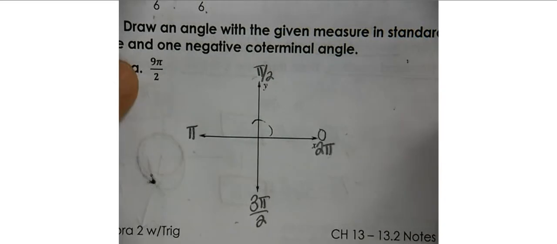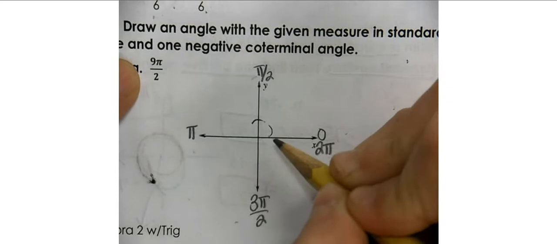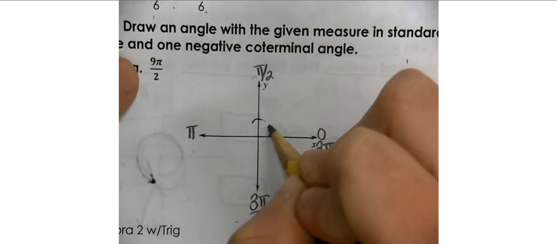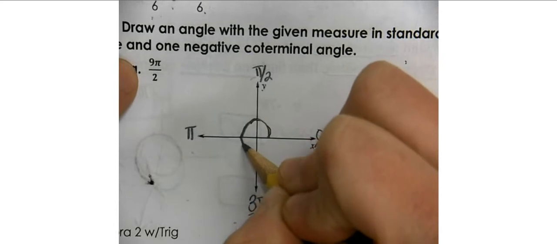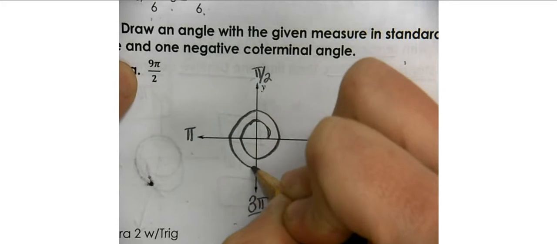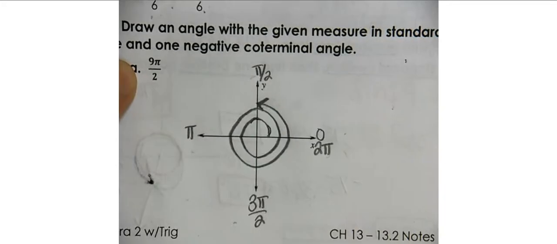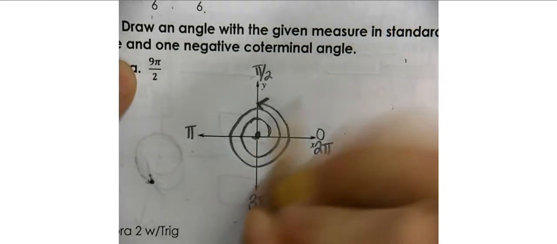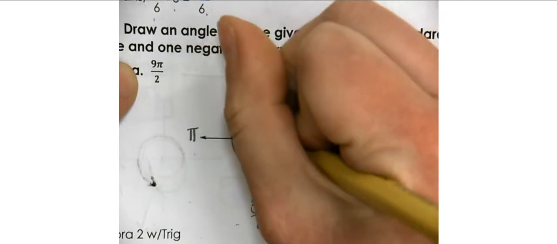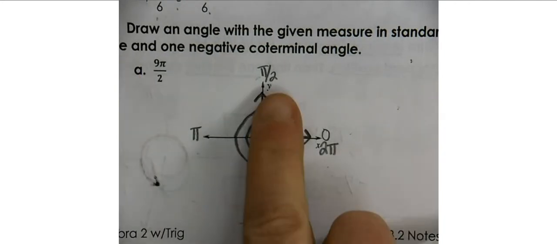So 9 pi's over 2. All I'm going to do is just count pi's over 2, and I want to have 9 pi's over 2. So that's going to be 1, 2, 3, 4, 5, 6, 7, 8, 9. So here is 9 pi's over 2. I forgot to draw my initial side, so let me make sure that I draw my initial side. And I'm now going to land right up here at 90 degrees. So 90 degrees is a pi over 2.